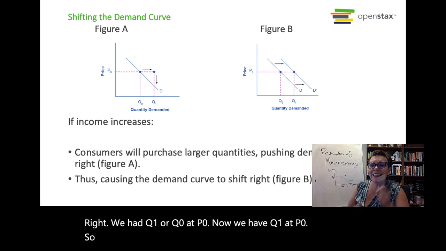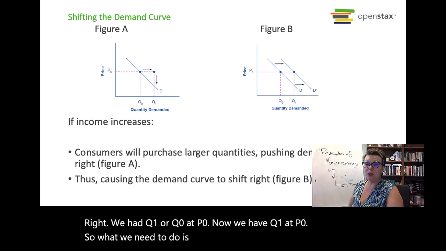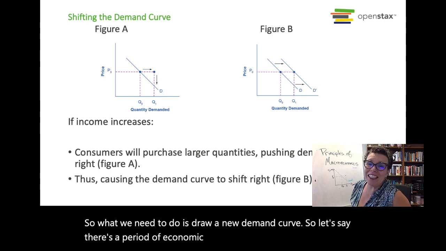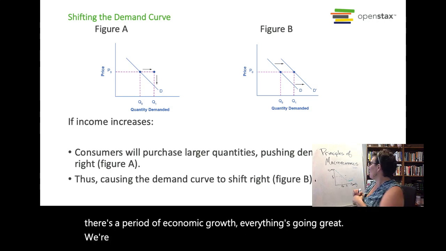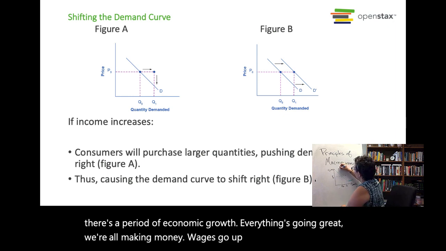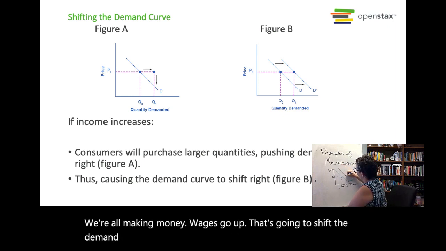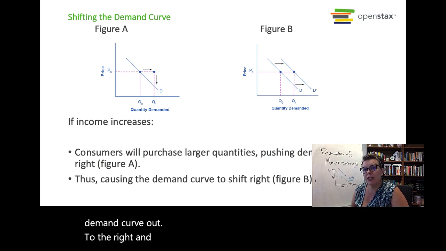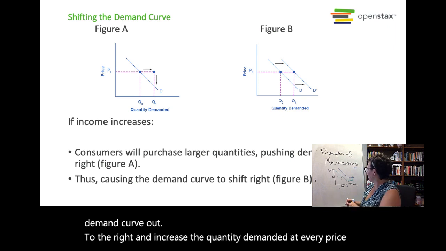So what we need to do is draw a new demand curve. So let's say there's a period of economic growth. Everything's going great. We're all making money. Wages go up. That's going to shift the demand curve out to the right and increase the quantity demanded at every price, right?